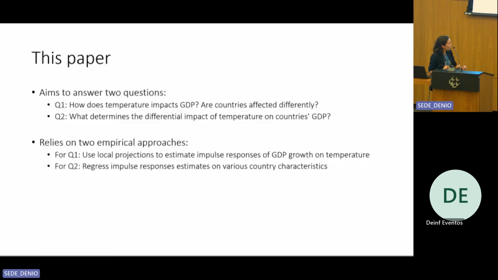To answer these questions, the paper relies on two empirical approaches. For the first question, the impact of temperature on GDP, they use local projections to estimate impulse responses of GDP growth to temperature. And for the second, the paper regresses the betas of these impulse responses on various country characteristics to see which characteristics are driving the greater impact on GDP.